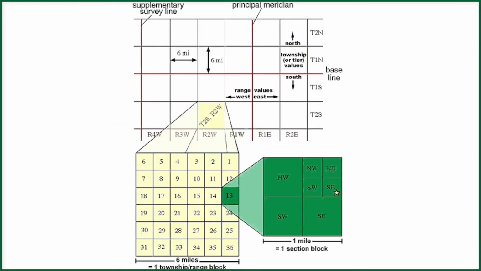Each section is broken down further into 4 quadrants: a northeast quadrant, a northwest quadrant, a southeast quadrant, and a southwest quadrant. Each of these quadrants can be further broken down into their own northeast, northwest, southeast, southwest quadrant, and so on to get the level of specificity needed to identify a property.